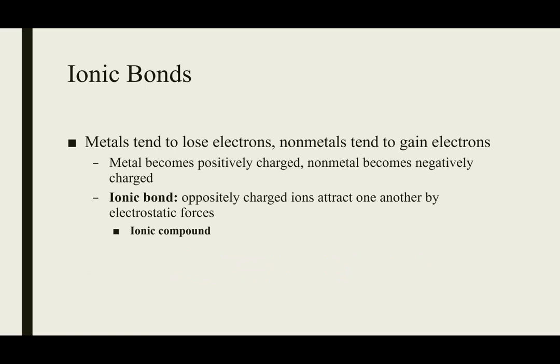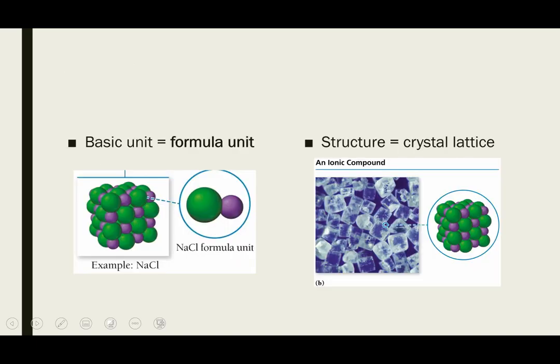So again, ionic bonds: metals tend to lose electrons, nonmetals tend to gain. When metals lose electrons, they become positively charged. When nonmetals gain, they become negatively charged. And then the ionic bond is the attraction between that negatively charged anion, the nonmetal, and the positively charged metal. And when things are bonded ionically, it's called an ionic compound.